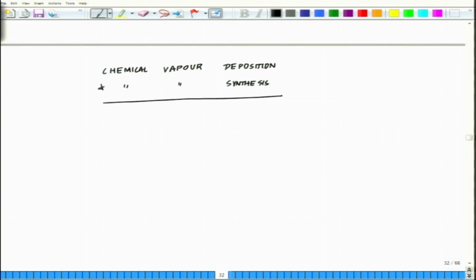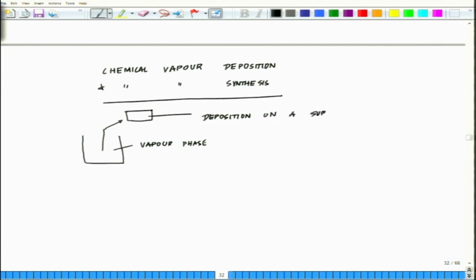CVD or CVS is a process which is often used for deposition of solid films from the vapor phase. So you have something in the vapor phase, as we mentioned in the physical synthesis, and you are depositing it on a substrate. It is used for all sorts of thin film deposition on a substrate. Most likely we use it for thin film synthesis.